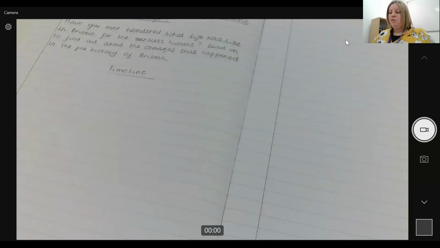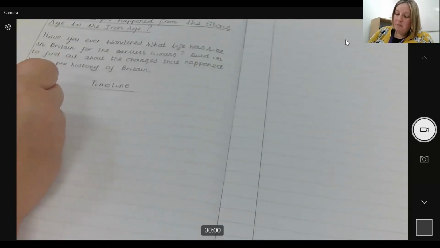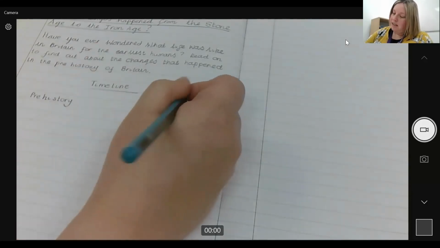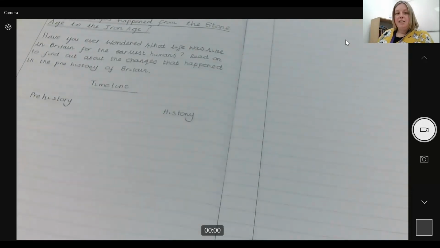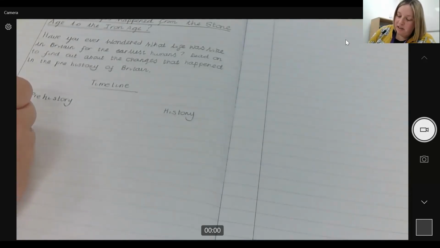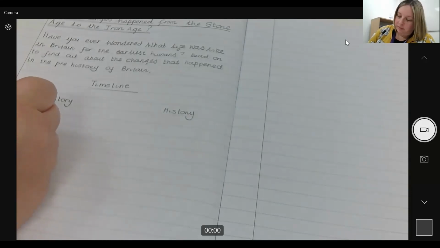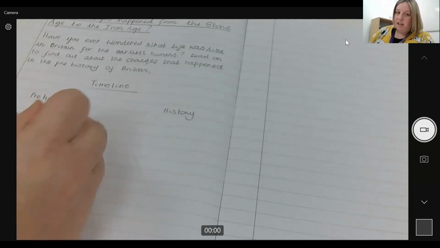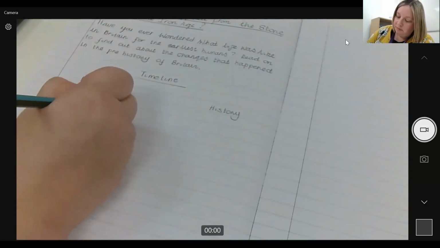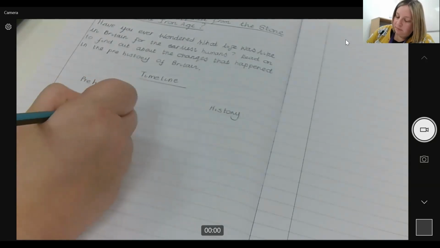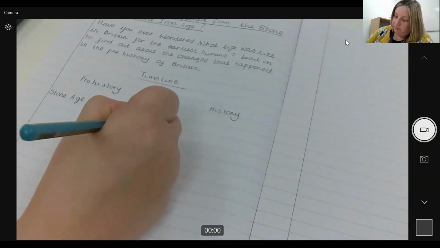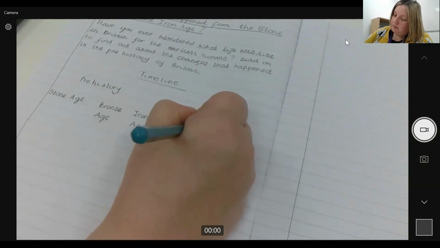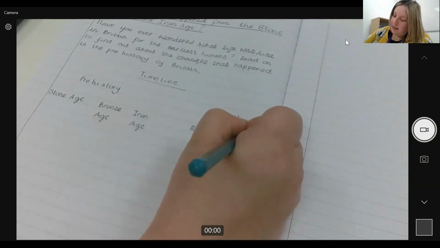So now I'm going to draw my timeline and I'm going to write prehistory here, and history over here. Then I'm going to write in the different ages, starting with the Stone Age. Then the Bronze Age. Oh, let me just move the camera so you can see. Then the Iron Age. Then the Romans. And then the Saxons.